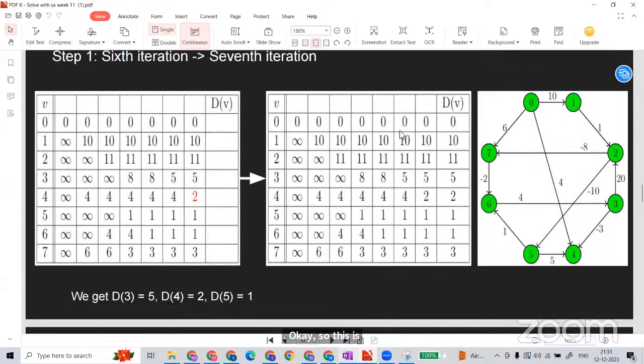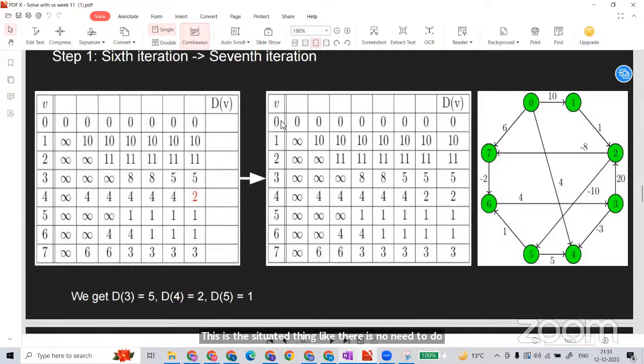So this is the last iteration. 0, 1, 2, 3, 4, 5, 6, 7. 7 vertices are there, so 7 iterations will be done here. See that 6 iterations should be done, but the 7th iteration is actually saying that this is the saturated state, there is no need to do further iterations. So this is now the final thing.